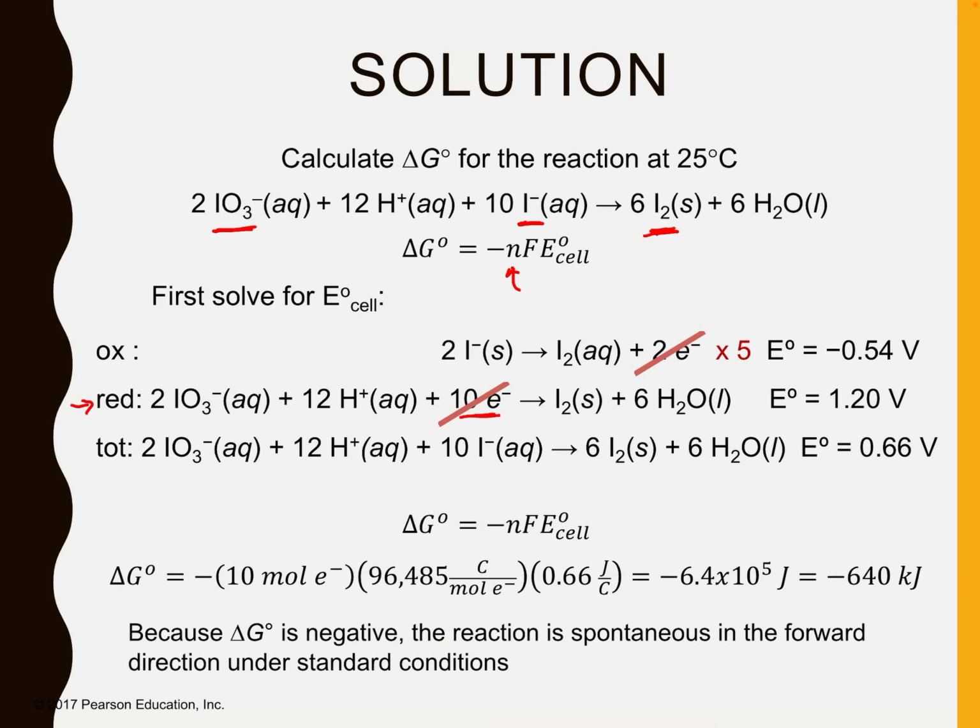And then this is negative, right? So that tells us that our reaction is spontaneous in the forward direction. And we would know that also by looking at our E naught of the cell. That's 0.66 volts, which again is positive. So that's telling us that this is a spontaneous reaction.